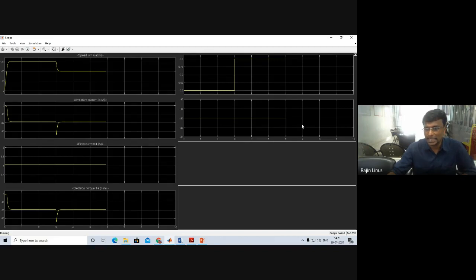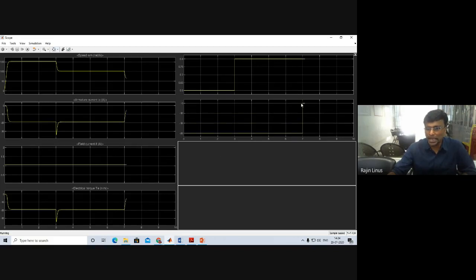Then again we are changing the torque at 7 seconds. If we change the torque at 7 seconds, what will happen? Torque is reducing, I think to minus 5. Let me check. So what happened? The power transferred to the battery will be less. The reason is power production is less. Now the torque is minus 5.